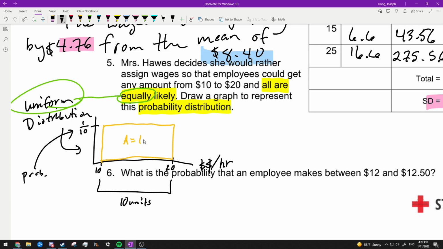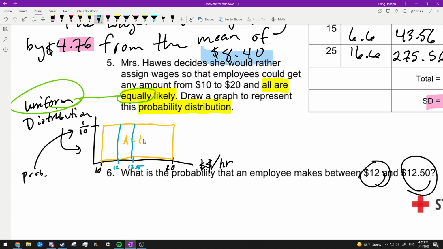So number 6. You don't need this. Number 6. What is the probability that you would make between $12 and $12.50? So if I use the same picture, which I'm going to, I'm going to label this $12. I'm going to label this 12.5. Yes, it's not to scale, but meh.